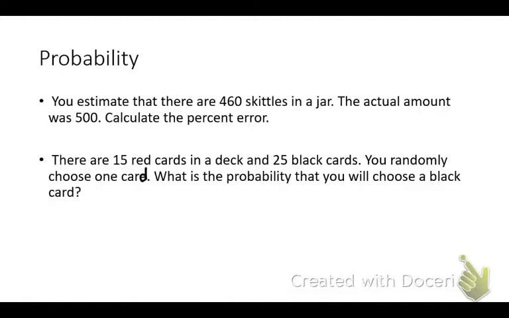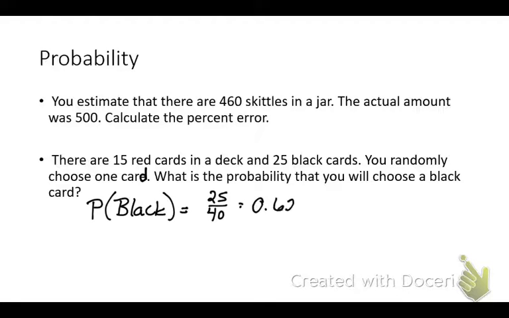Okay, so let's answer this next one. There are 15 red cards in a deck and 25 black cards. You randomly choose one card. What is the probability that you would choose a black card? Go ahead and answer this question, please. What did you divide? The probability that it's going to be black equals how many black cards? 25 over 40. And when you do that division, you get 0.625. And so that's 62.5%.